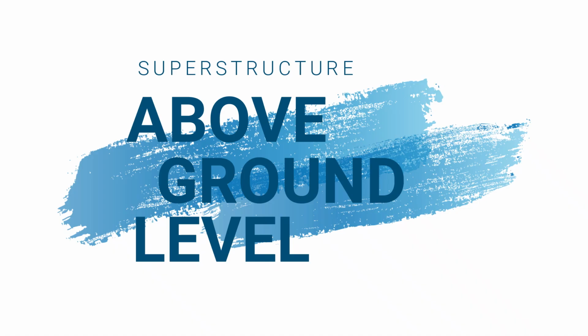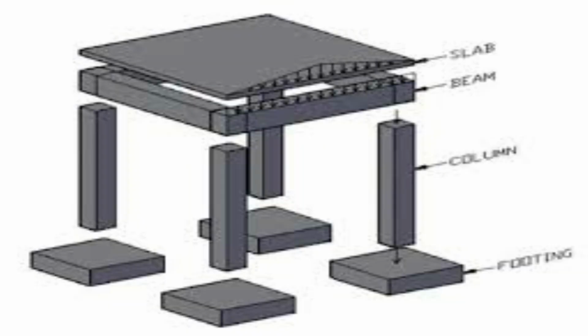Okay, so once the tie beams are built and the columns start emerging from the ground level, we are going to build the superstructure. Superstructure as in the part of the building that we can see above the ground level. This consists of beams, columns, slabs, lintels, sunshades, and a few other elevational things.